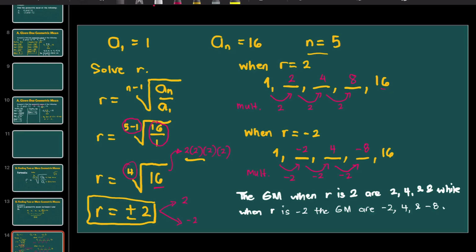Okay? So, yan yung magiging possible answer natin. Pwede siya ng positive 2, positive 4, and positive 8, pag R natin ay positive 2. Pero kapag negative 2, ang R natin, possible answer natin ay negative 2, positive 4, and negative 8. So, that's it for example number 2.